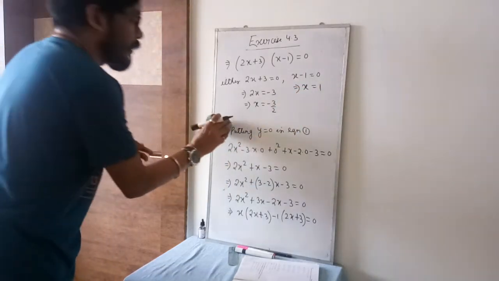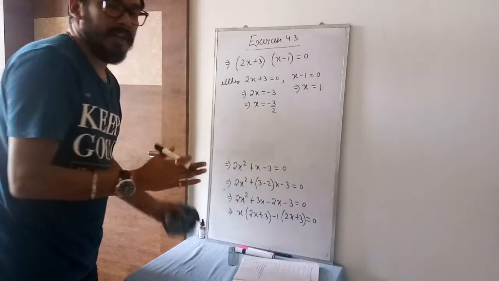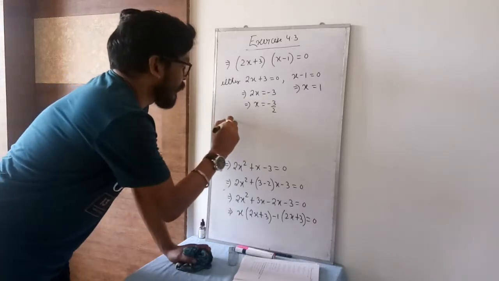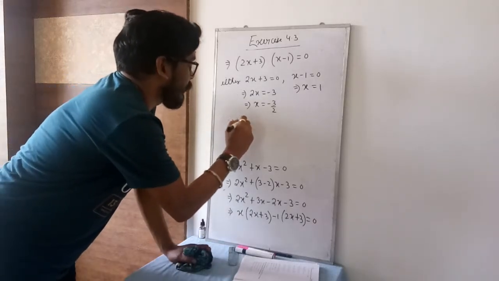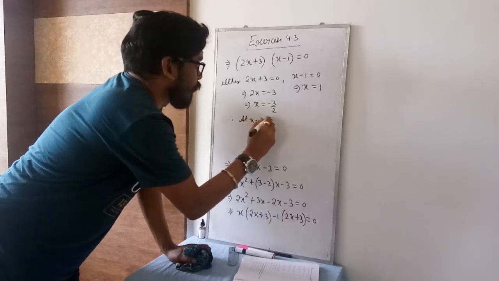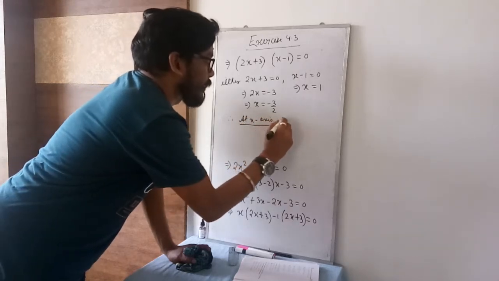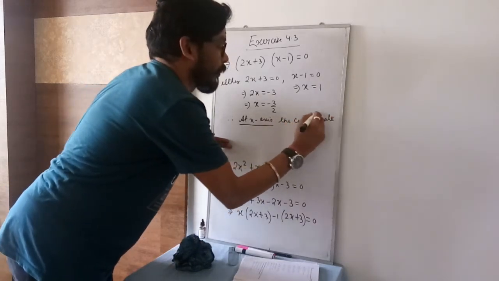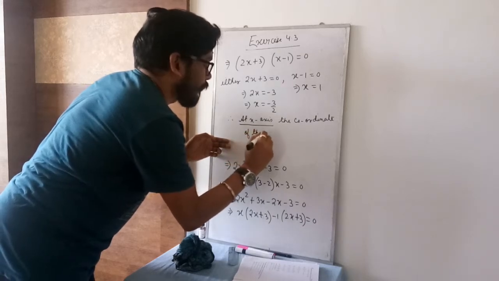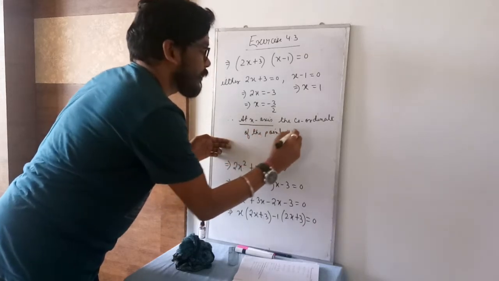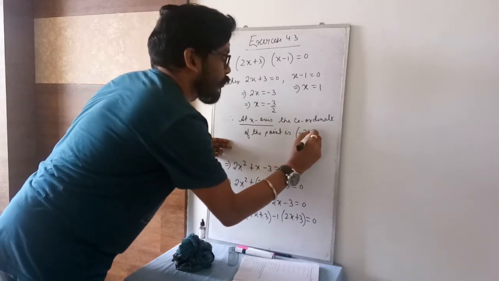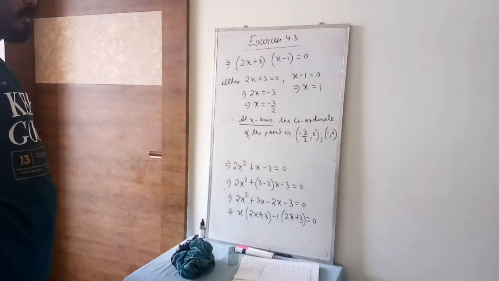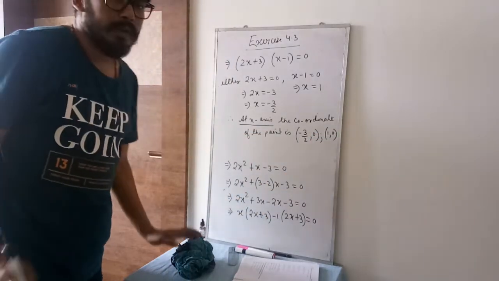So what you will write here now? So at x-axis y value is 0. We all know when a point lie on x-axis y value is 0. So I will write my last statement here for x-axis. At x-axis, the coordinate of the point is, so what you got? Minus 3 by 2 comma 0, and the one is 1 comma 0. So these are the 2 points at x-axis. Okay, so this one we have just found out for x-axis.